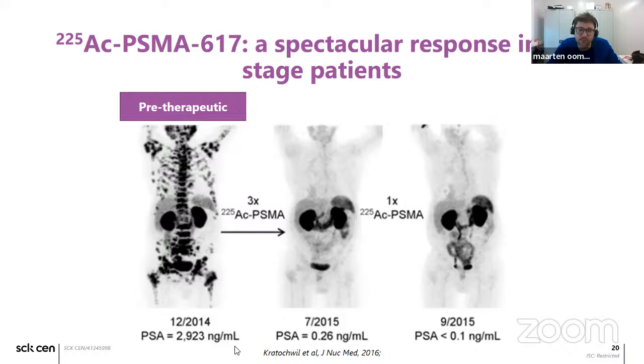Of course, there's also a bit of toxicity involved in this actinium therapy. That's something we're trying to solve now, but it shows what great potential targeted radionuclide therapy can have, certainly in metastasized cancer, so late stage cancer.